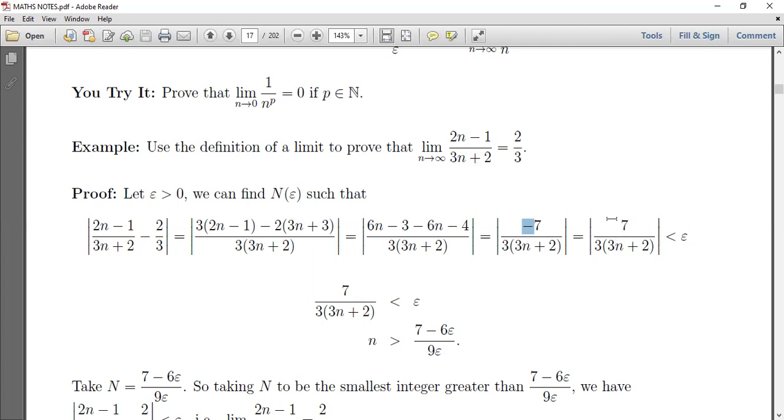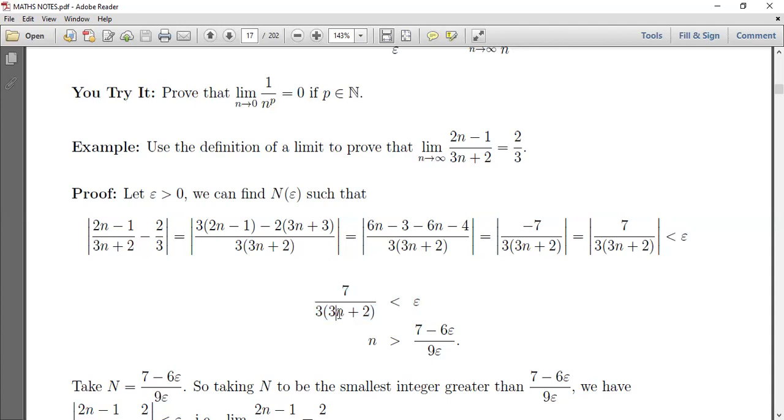Okay. So we're saying the modulus of a_n minus L should be less than epsilon. And the modulus of this thing is 7, because the minus 7 becomes positive, and the denominator is always positive. So we're saying 7 over 3n plus 2 should be less than epsilon. So what should happen now? You then make n the subject of the inequality.